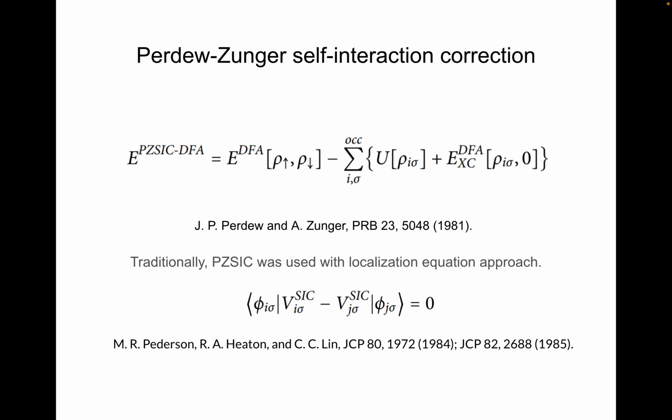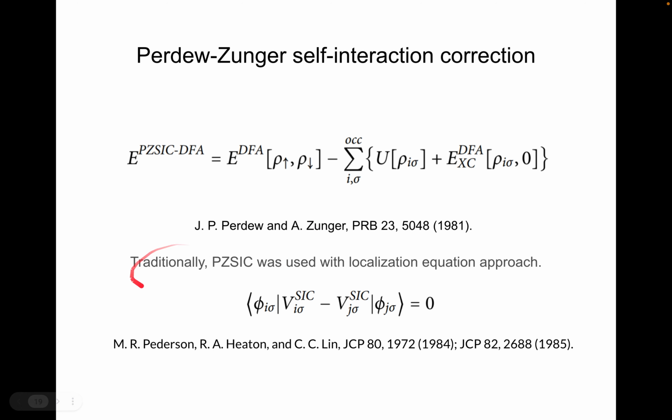This is a little bit problematic because now the theory is orbital dependent. Depending on your choice of the orbital density, you get different SIC energies. So the question is, how do you find the appropriate or the correct orbital density that can be used with the PZSIC?